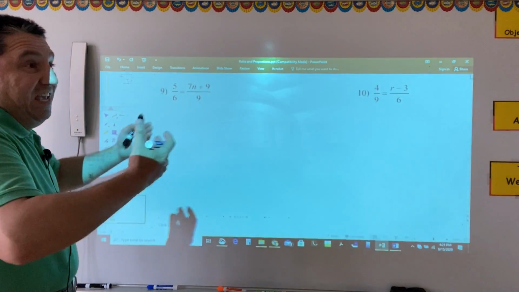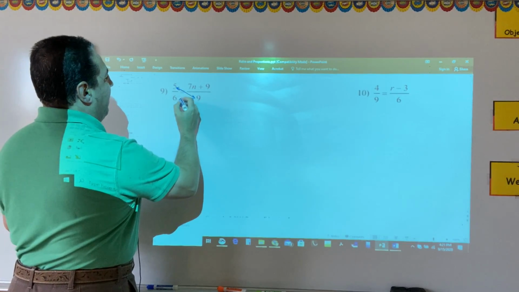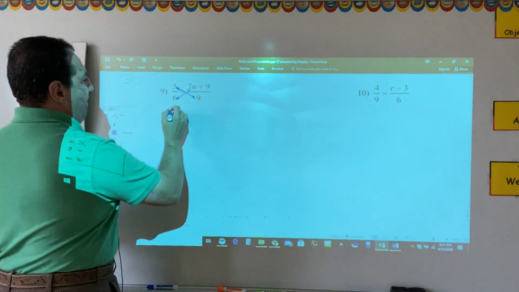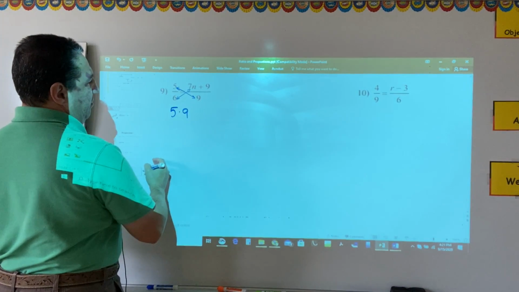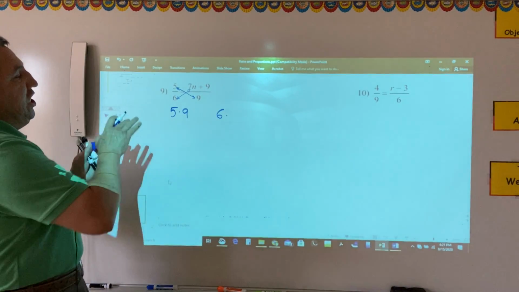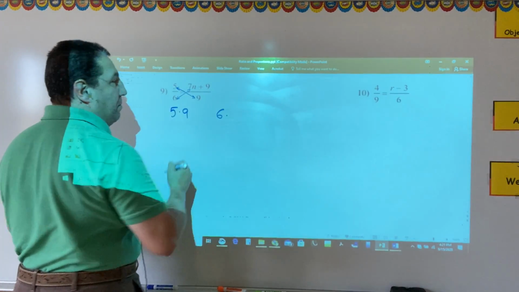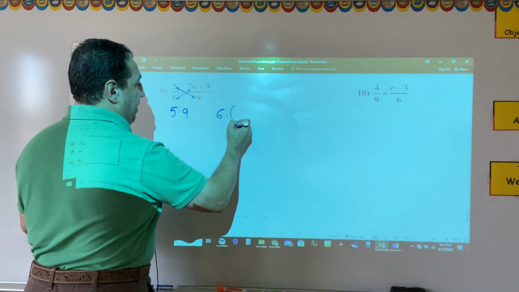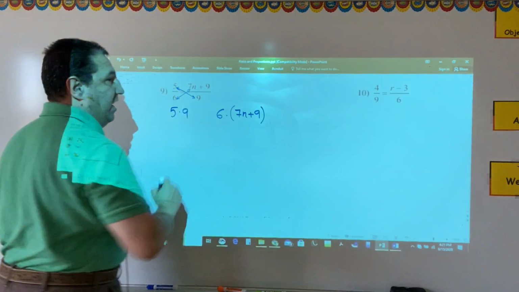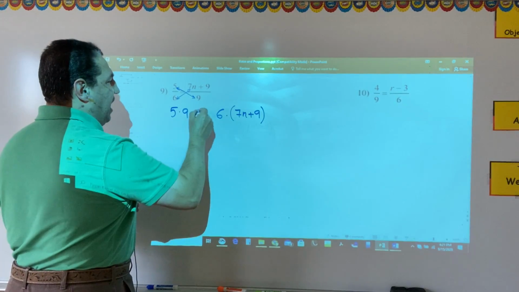This proportion is solved in a similar way. First, we cross multiply 5 by 9 and 6 by 7n plus 9. So we write 5 times 9 and then 6 times. In order to multiply these two expressions, you have to use a parenthesis, right? So we open a parenthesis and write inside the parenthesis 7n plus 9, and close the parenthesis. What's next? We make these two cross products equal.